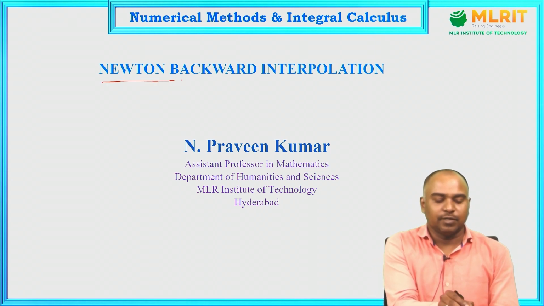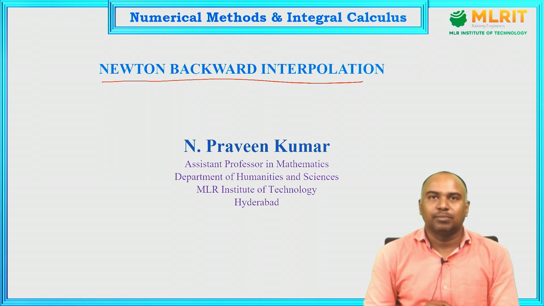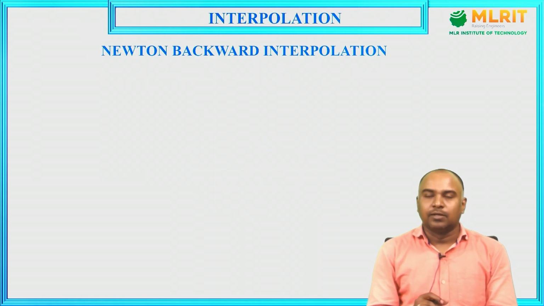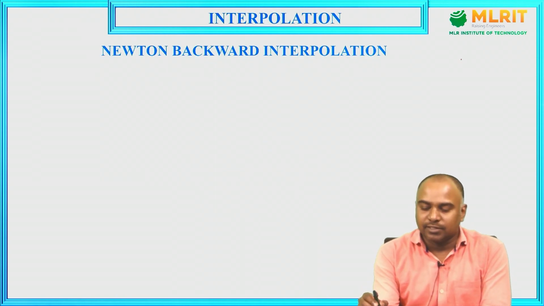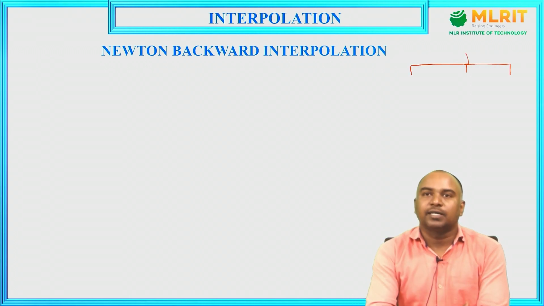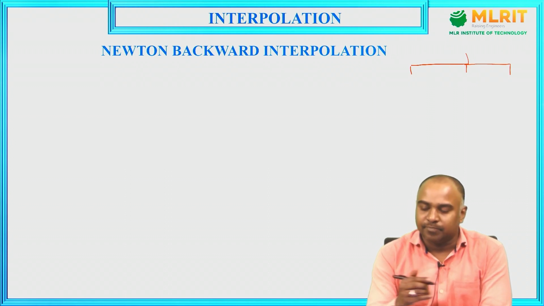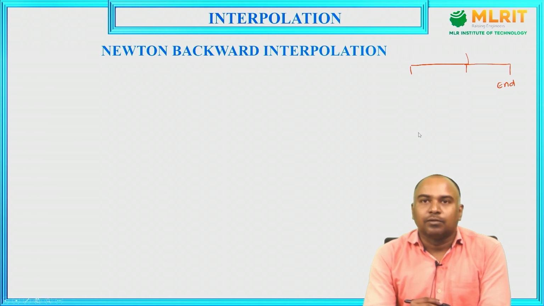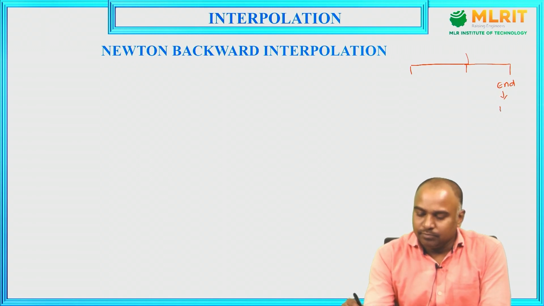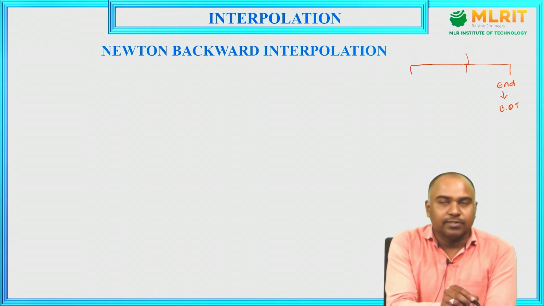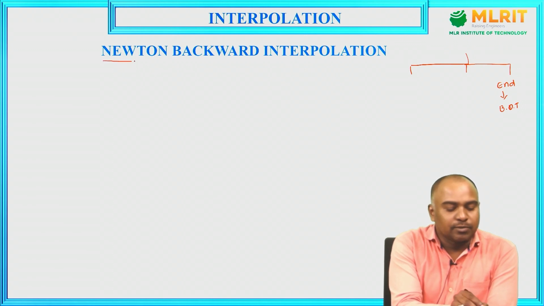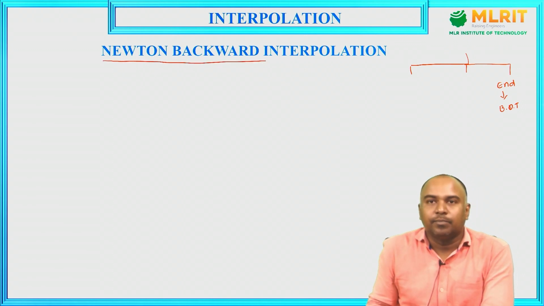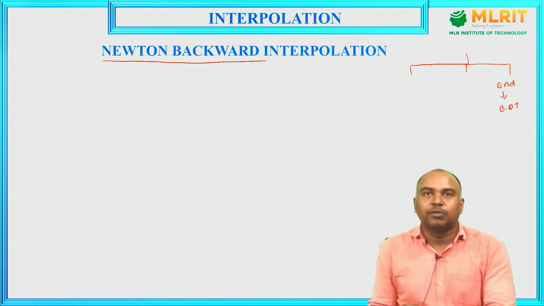In this lecture, we are going to discuss the Newton backward interpolation formula. In the previous sessions, we discussed locating the point. In lecture number 2, we discussed how to construct the table based on locating the point. If the point is located at the end of the table, we use the backward differences table. Based on the backward differences, we use the Newton backward interpolation formula to evaluate the unknown value from the known points.